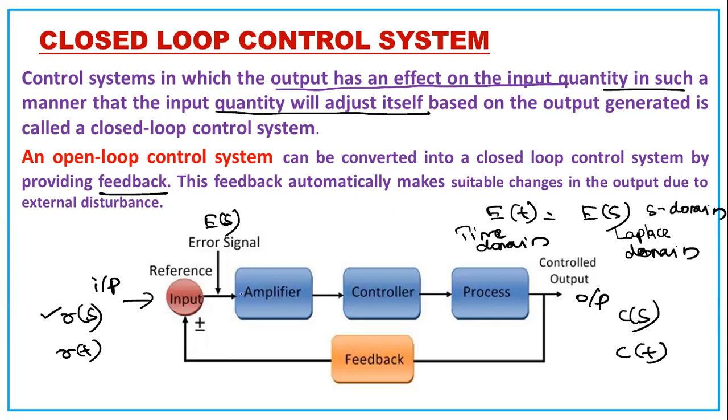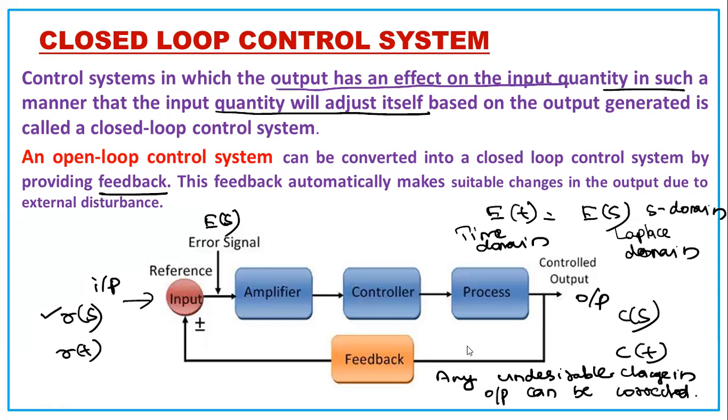So this is being fed back and the error is again amplified, so this is a cyclic process and this happens automatically. So any change in the output, any undesirable change in output, can be corrected.